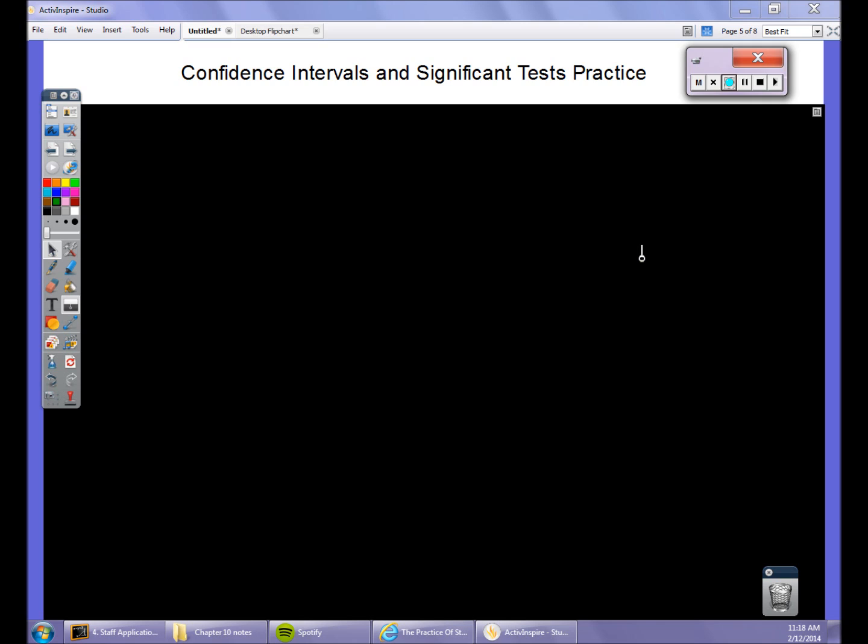Here we are in Chapter 10, looking at confidence intervals and significance tests. I want to take a moment to practice some questions with you. I will give you the question, and at that point you're probably going to want to hit pause so that you have a chance to answer it.